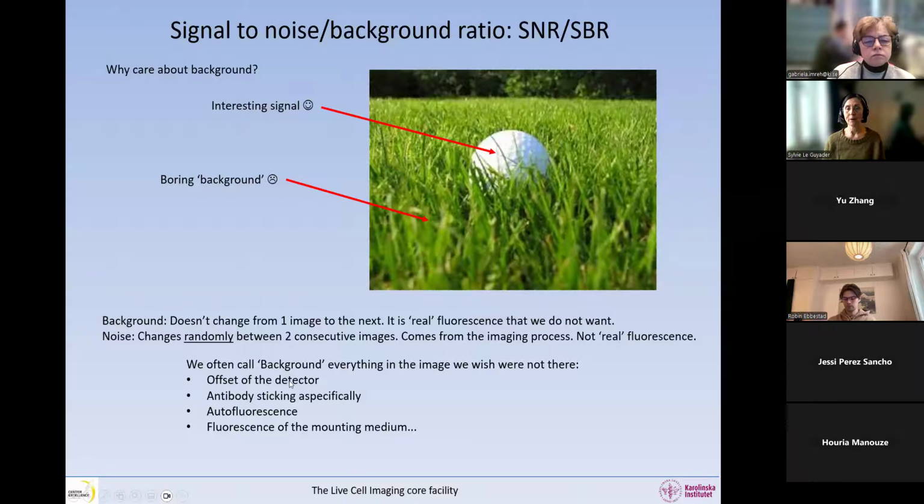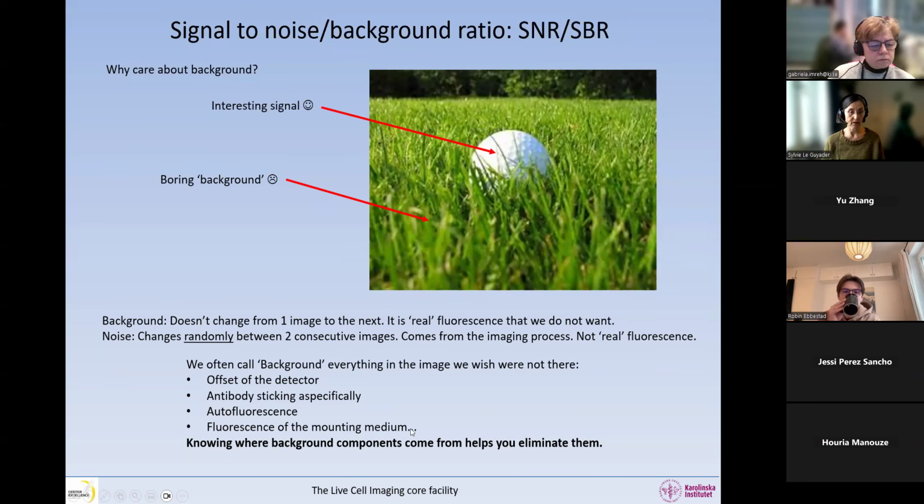We often call background everything in the image that we wish were not there. For example, the offset of the detector, so we're going to see what that is. If your antibody sticks non-specifically to everything, we say this is background. If we have autofluorescence, it's background. If we have fluorescence in the mounting medium, it's background, etc. Everything is background. But actually knowing where your background comes from is a great help to try to tackle it, because the solution to all of this is completely different. So you need to know where the background comes from to be able to eliminate it.